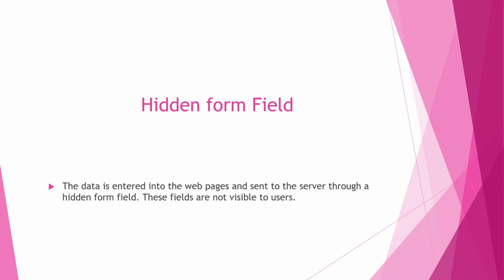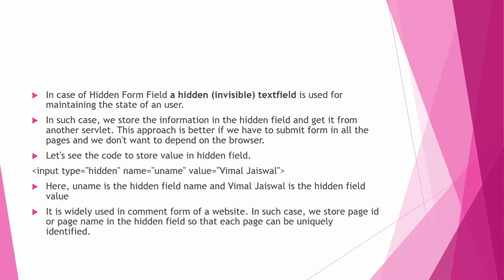Hidden form field: the data is entered into the web pages and sent to the server through a hidden form field. These fields are not visible to users. In case of a hidden form field, a hidden text field is used for maintaining the state of a user. In such a case, we store the information in the hidden field and get it from another servlet. This approach is better if we have to submit a form in all the pages and we don't want to depend on the browser. Let's see the code to store a value in a hidden field.